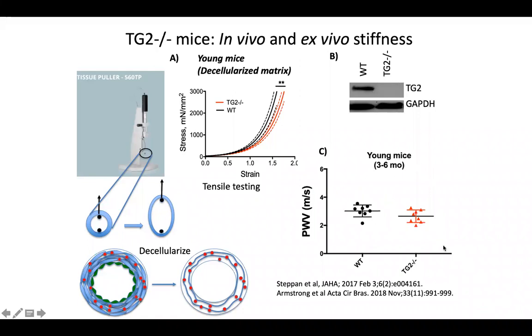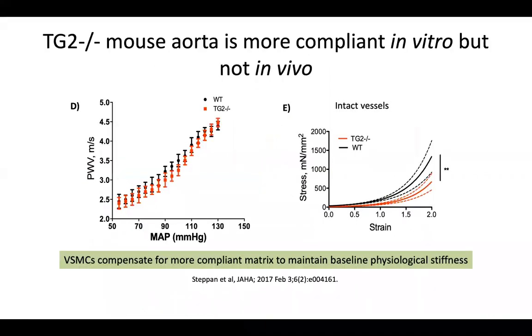However, when we look at the pulse wave velocity, while there seems to be a minor trend, this is not really statistically significant. So it seems like they have a softer matrix, but somehow in vivo we are really not perceiving that difference any longer. So the question becomes, how does this happen? And we verified this in a couple of ways.